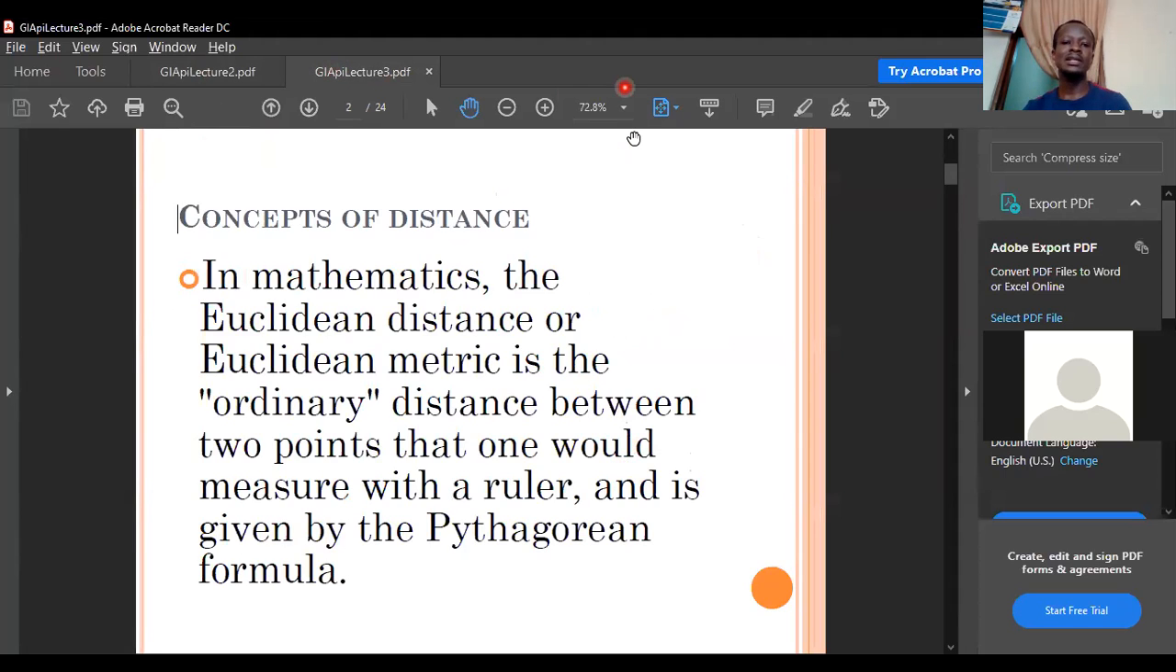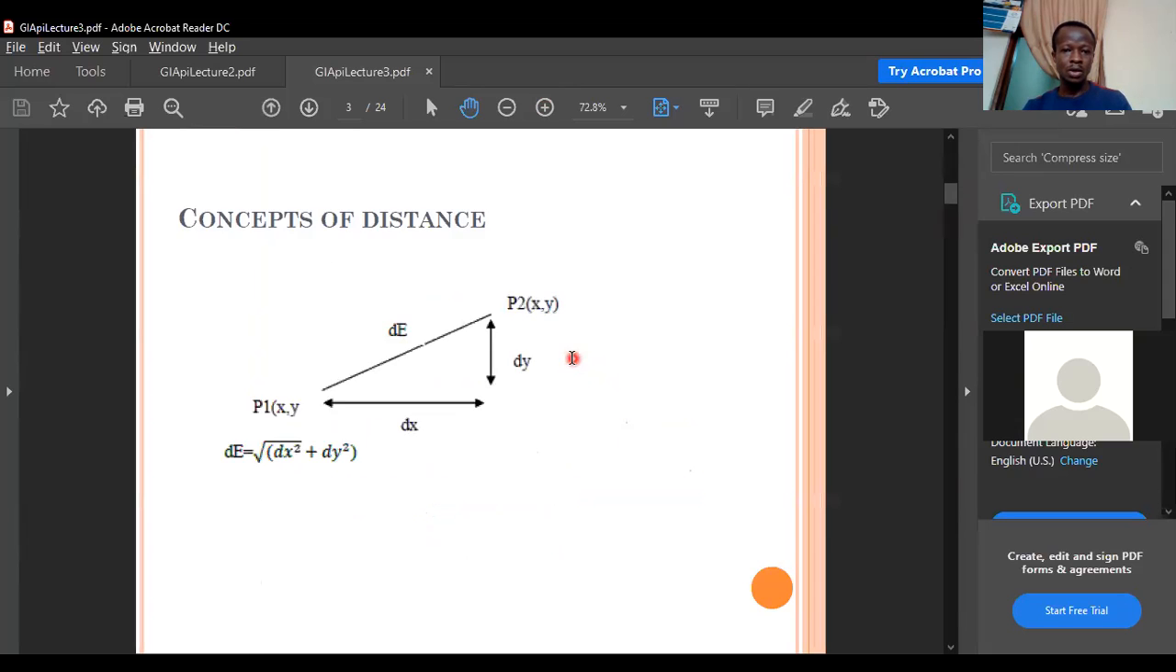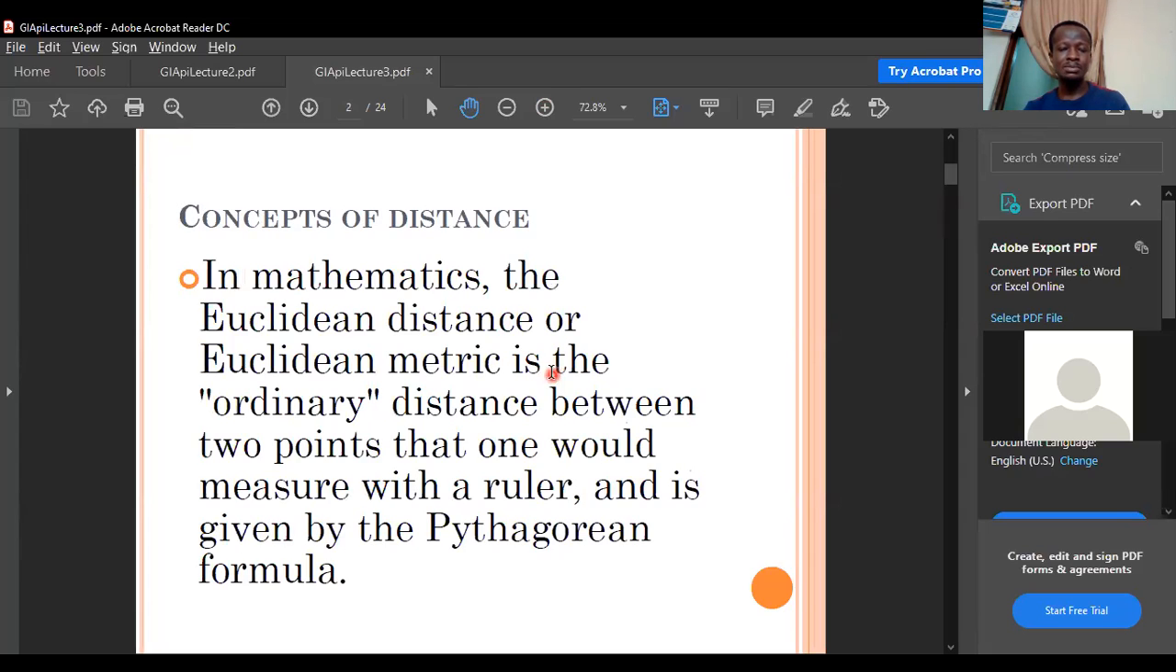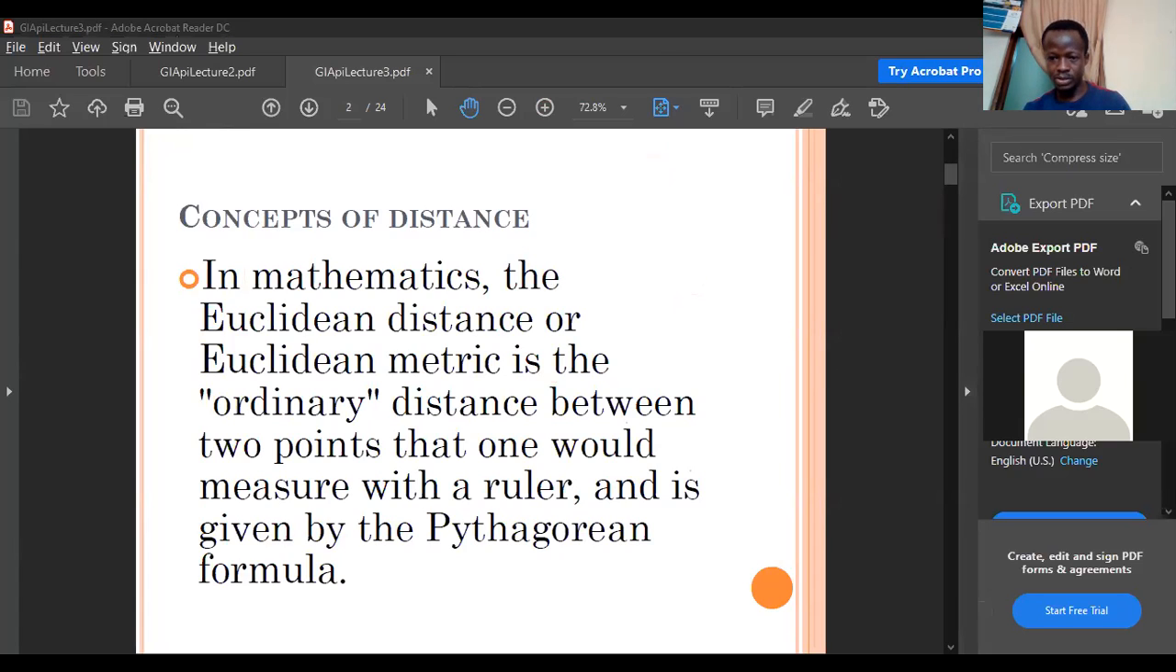Let's talk about the next topic. Maybe it may be the last one, but we're going to talk about several topics in this course. So take note of every single one of them. If you are looking at what I'm looking at, then you should be seeing something like concepts of distance. Are you all seeing concepts of distance? Yes, sir. Okay, great.